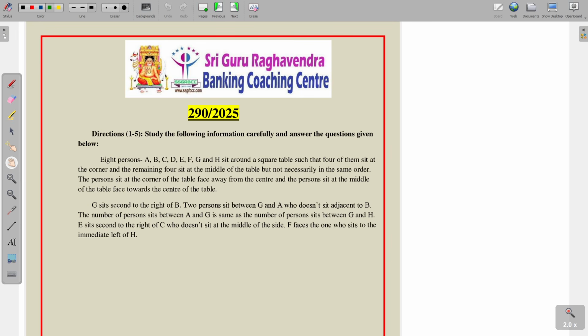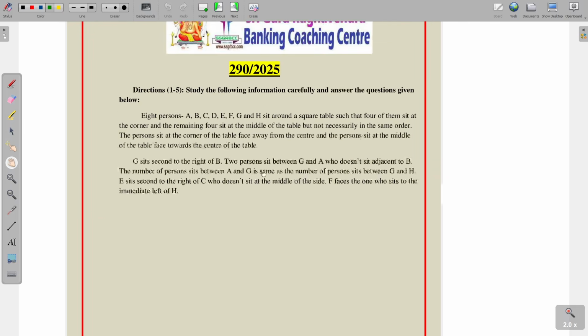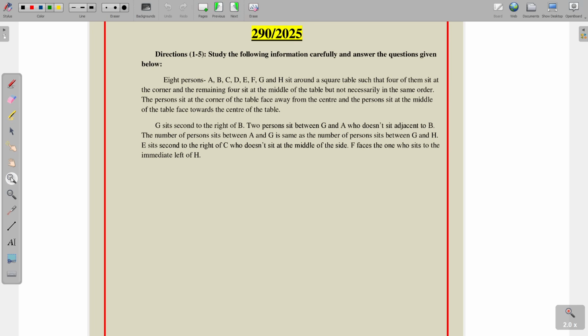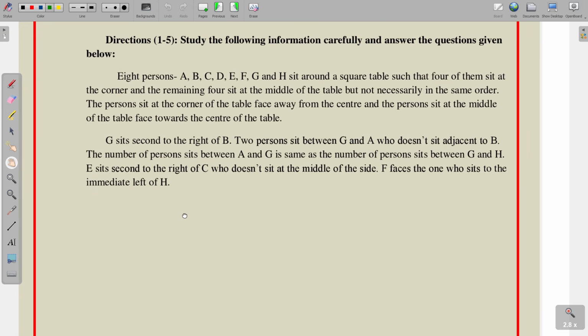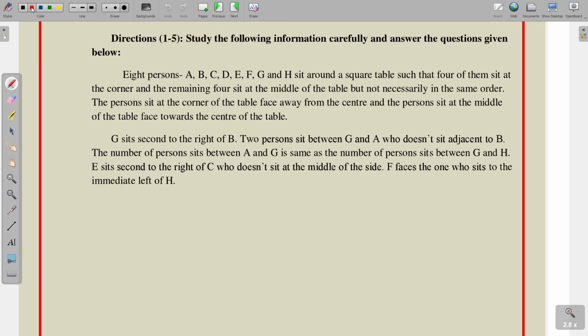I am Sampath. In this class we will discuss paper number 290, reasoning paper it is. See the first one, directions 1 to 5. Study the following information carefully and answer the questions given below.